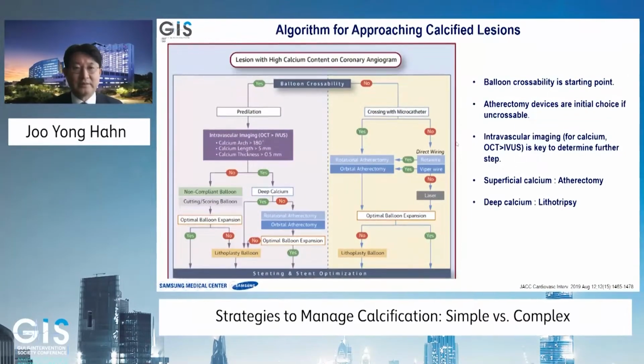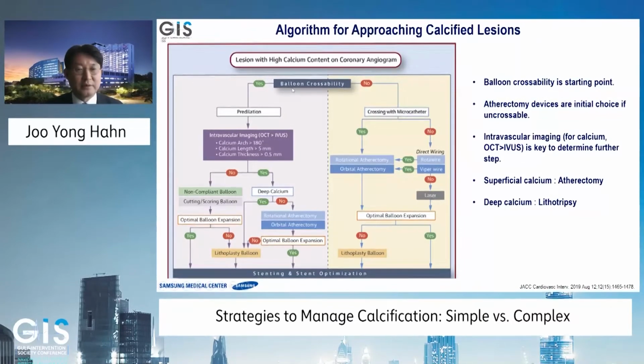A recent paper nicely summarizes an algorithm for approaching calcified lesions. Balloon crossability is a starting point. If the balloon cannot be crossed, consider rotational or orbital atherectomy. If the microcatheter cannot be crossed and wire exchange cannot be done, consider direct wiring using Ruta wire or Viper wire. If direct wiring is not successful, consider laser treatment. After atherectomy is done, but optimal balloon expansion is not achieved, consider lithotripsy.